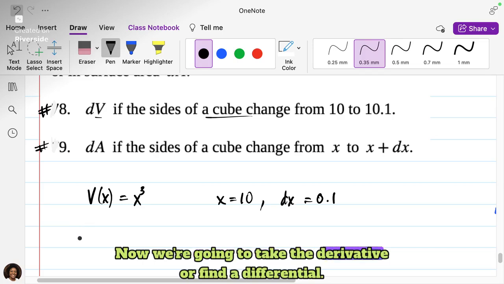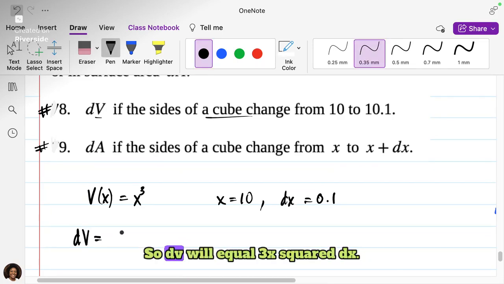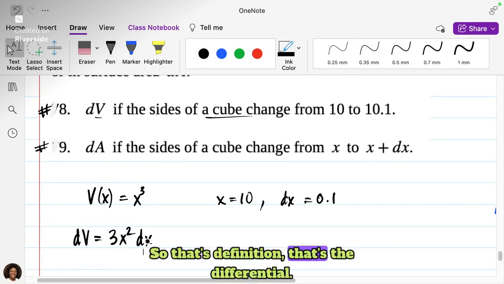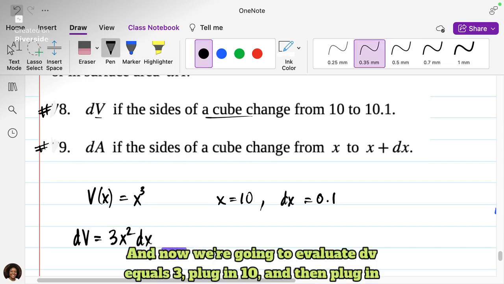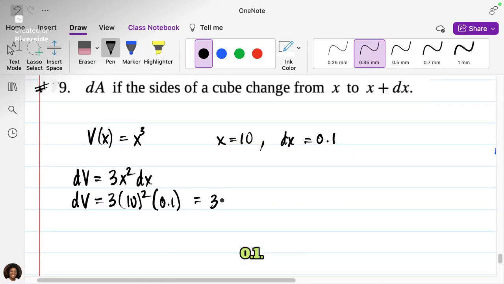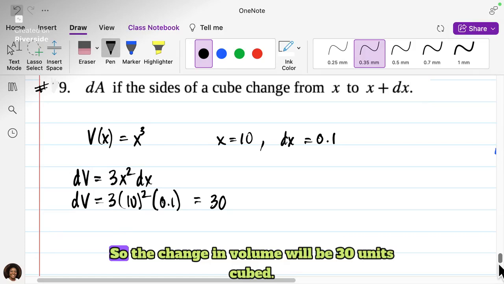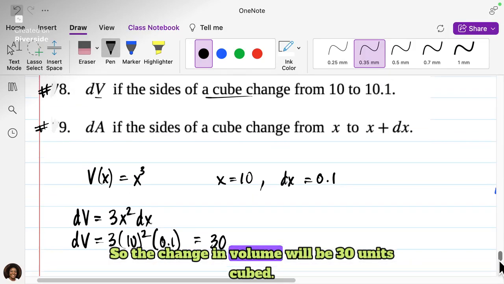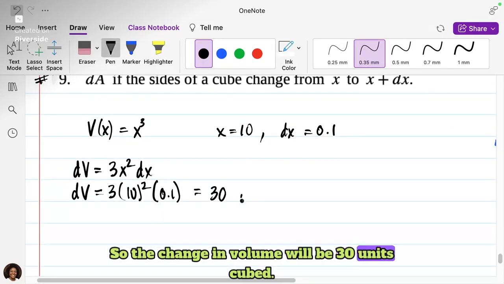Now we're going to take the derivative or find the differential. So dV will equal 3x squared dx. So that's the definition, that's the differential. And now we're going to evaluate. So dV equals 3, plug in 10, and then plug in 0.1, and that should equal 30. So the change in volume will be 30 units cubed.